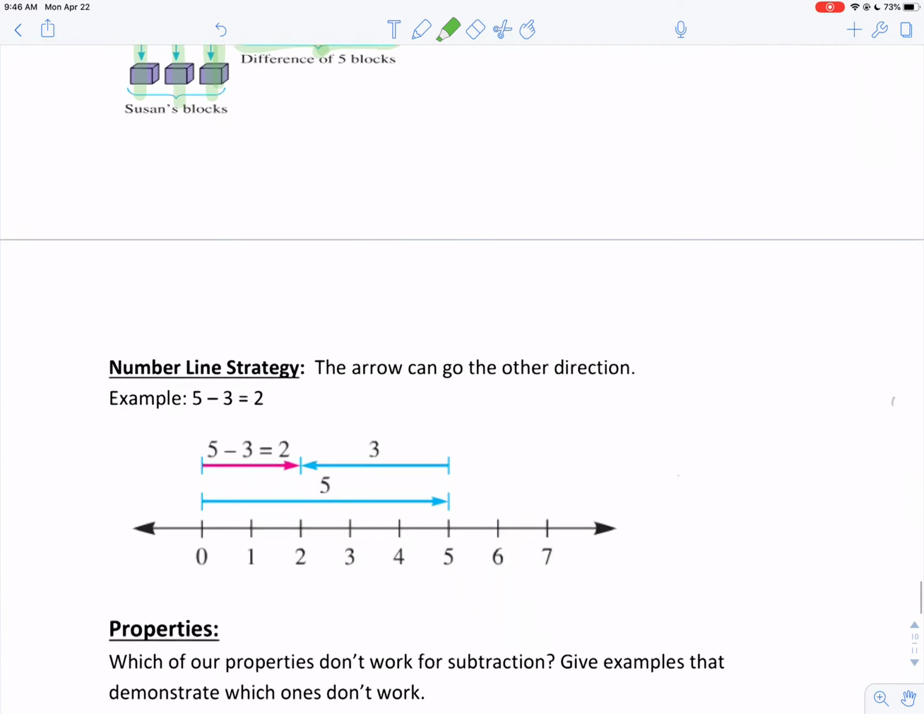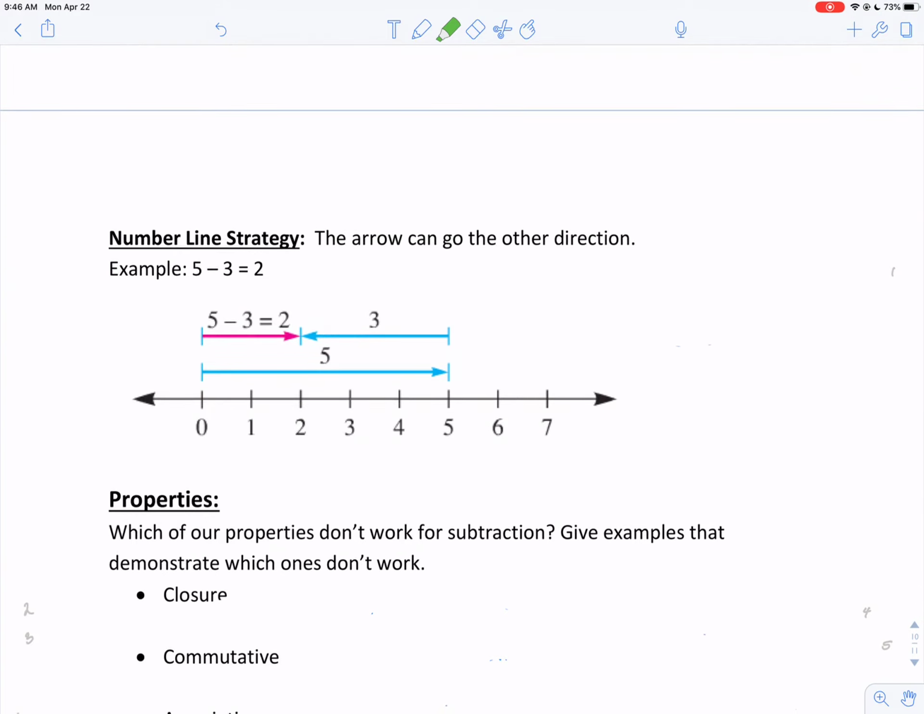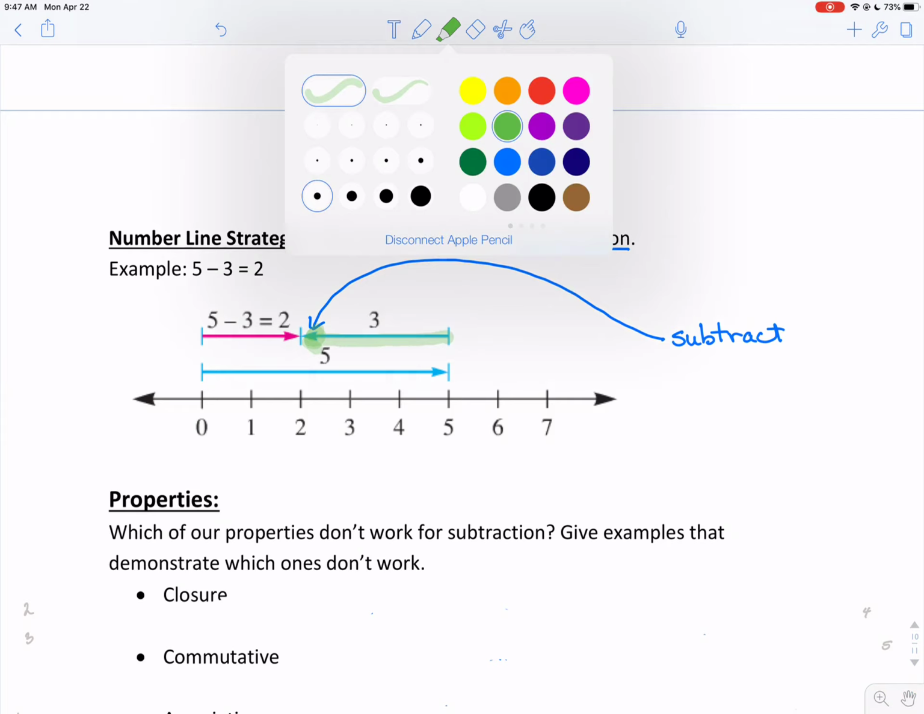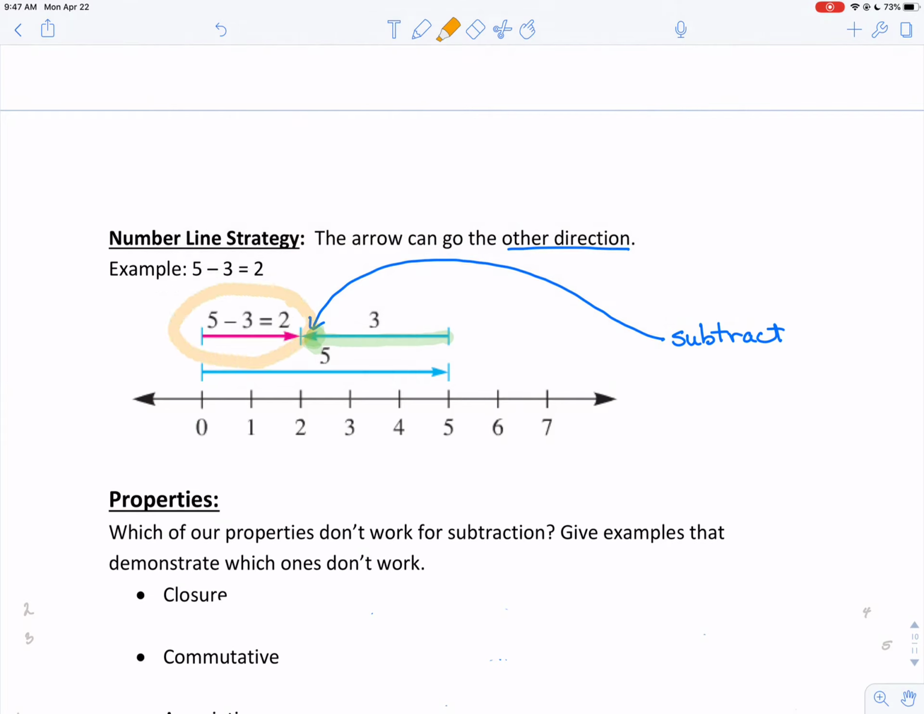We also have the number line strategy. So basically our arrow gets to go in the other direction. So notice our arrow right here is green. It's going in the other direction. So you know you have 5, and then you're going to subtract 3 and go the opposite direction. And then this is going to be your answer, which is going to be 2 blocks, 2 units. That's the number line strategy.